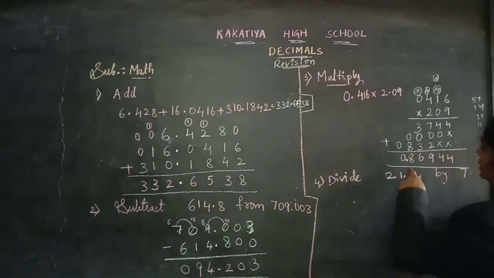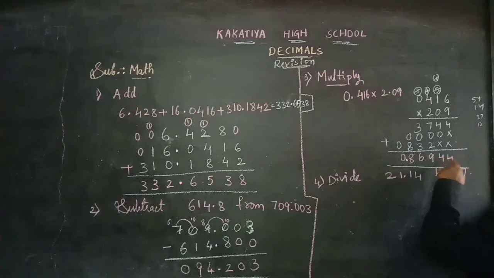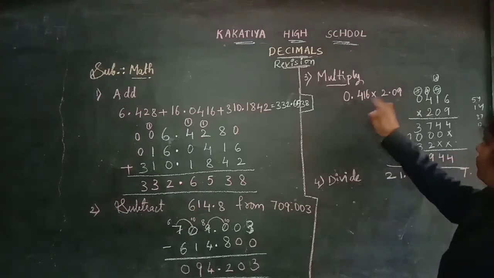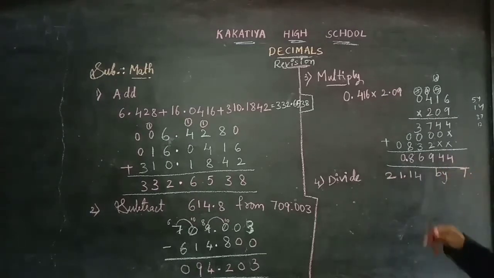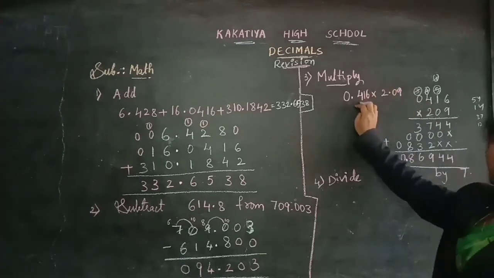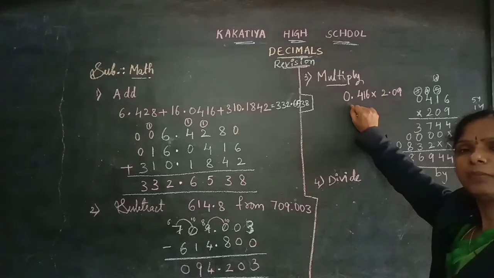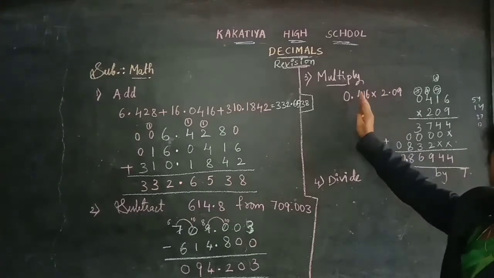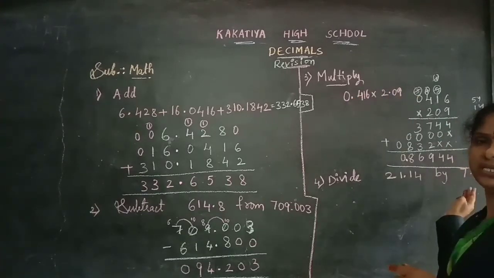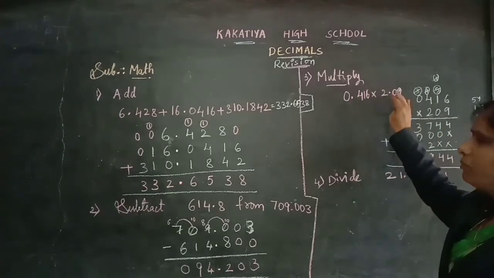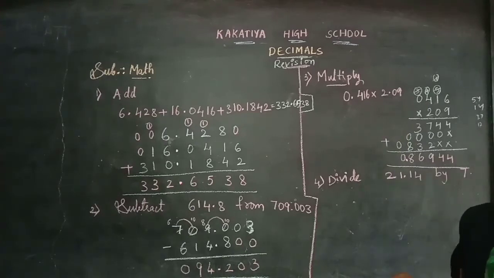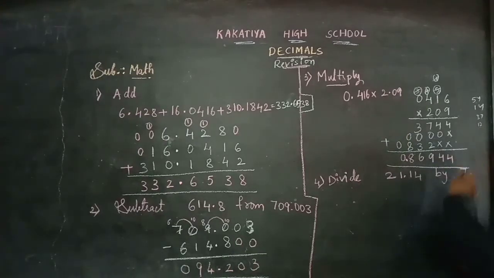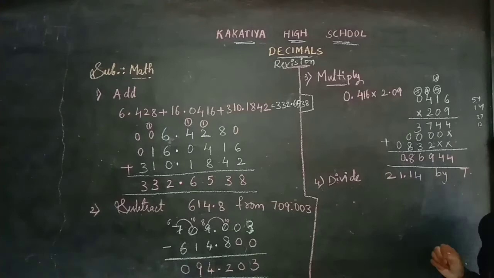Okay. So the answer, the product will be 0.86944. So the product of these two numbers will be 0.86944. And count the decimal places in the first number: 3 digits means you need to keep 3 digits. If you have two numbers with decimal points, 3 digits here and 2 digits here, total 5 digits, you need to keep the decimal point in the final product, final answer.